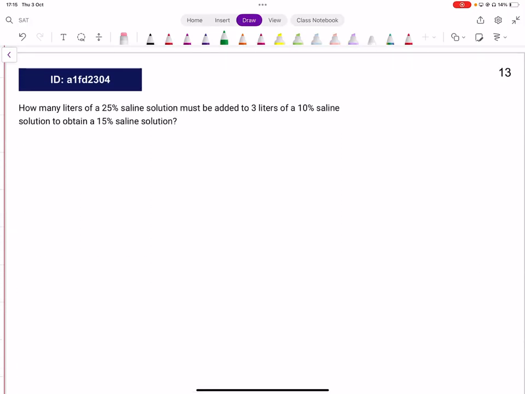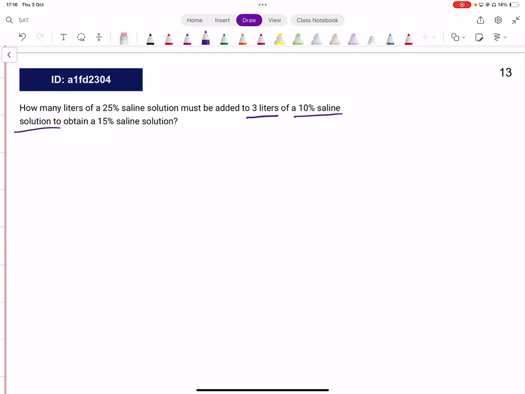How many liters of a 25% saline solution must be added to 3 liters of a 10% saline solution to obtain a 15% saline solution? What do we want at the end? We want a 15% saline solution. That means whatever is the final solution that we get, 15% of that should be salt. We know there are three liters of a 10% saline solution.